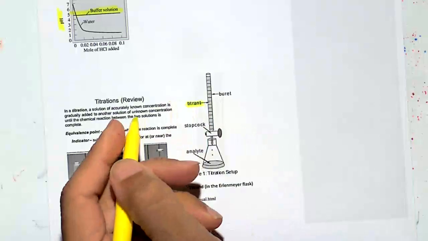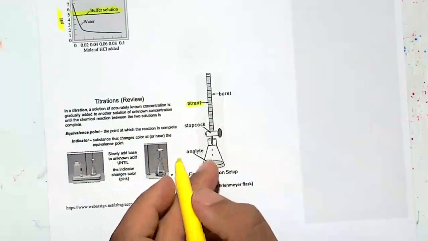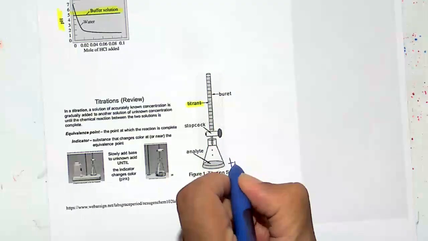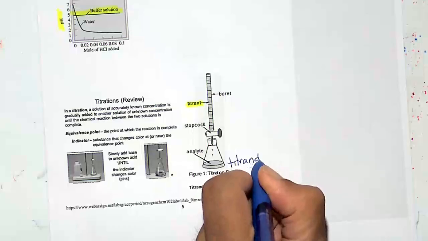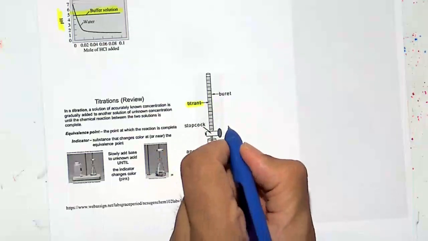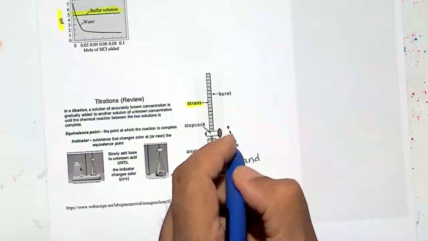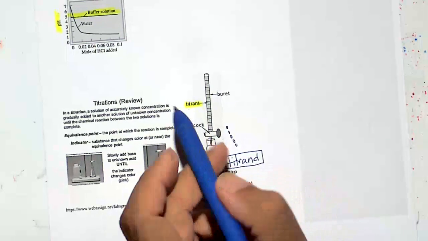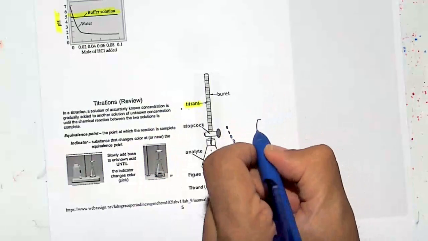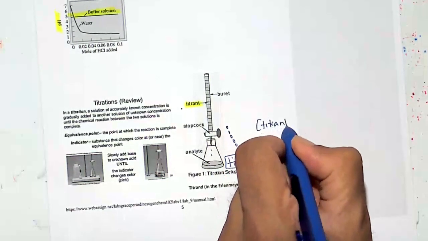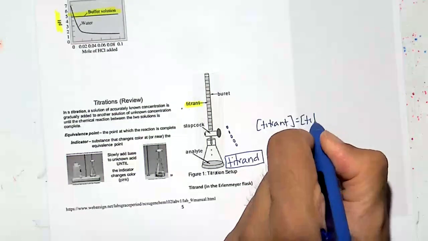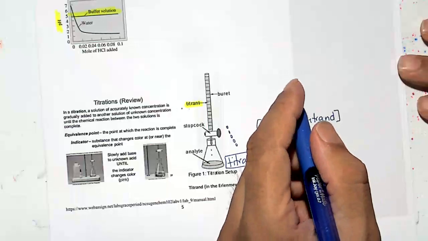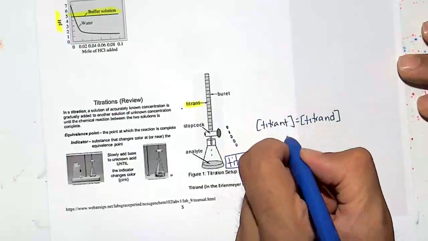But basically what you have here in the burette is the titrant. And then here at the flask is the titrand. The burette, you can control the amounts of titrant that you add to the titrand. Once the titrant equals the titrand, that's the equivalence point. When they equal one another, this is called the equivalence point.